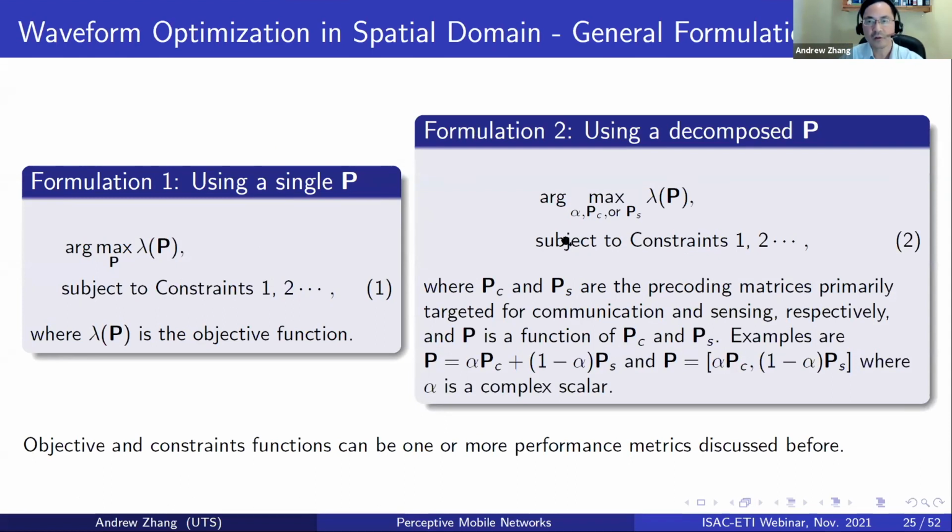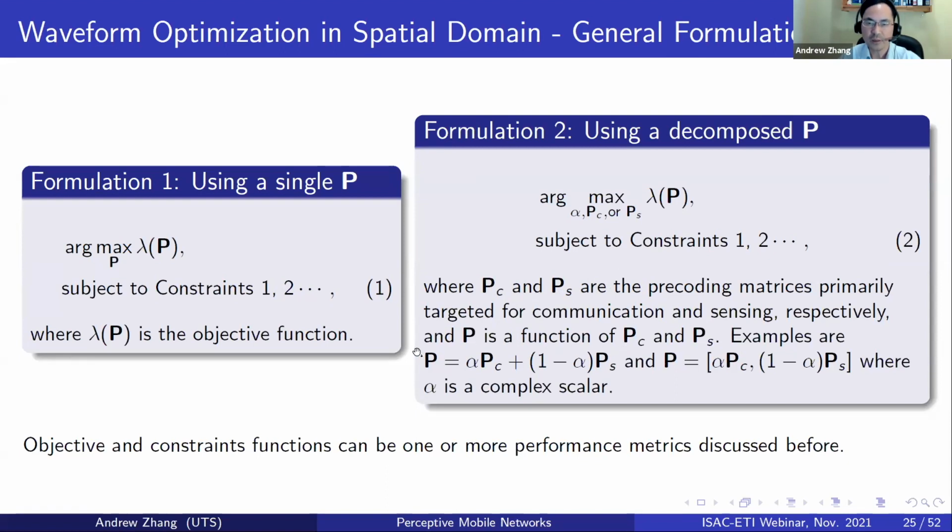Another way is what we call a decomposed approach. So here p is decomposed into some submetrics. For example, we can predefine some submetrics for communication and sensing respectively. And then we try to optimize the way of combining them to get the p.